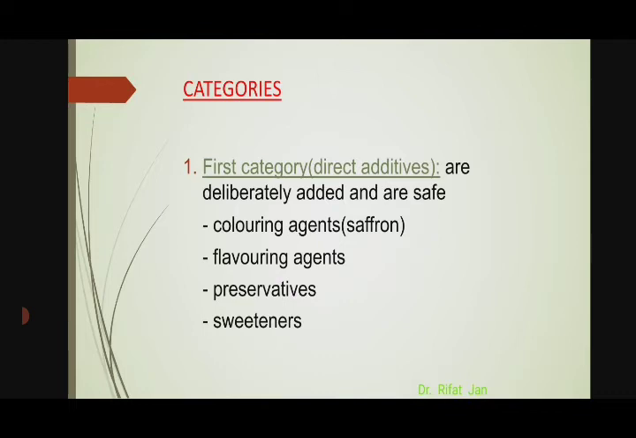Flavoring agents to enhance the flavor, like vanilla is added to ice cream to give it a vanilla flavor. Then sweetening agents are added, like saccharine. The preservatives are added, which preserve the foods, like sodium benzoate.